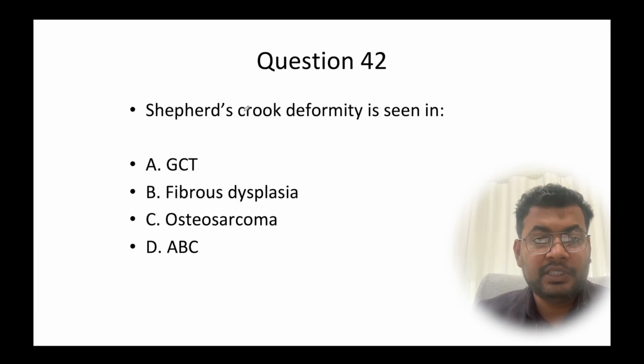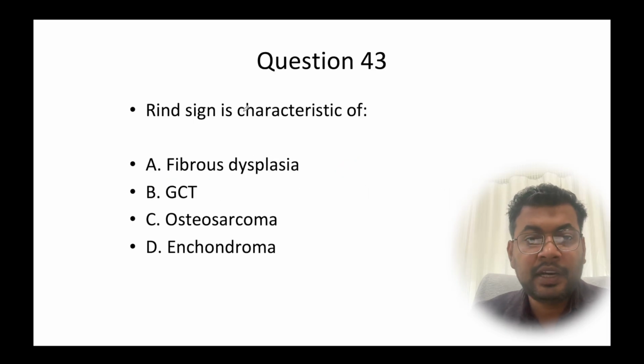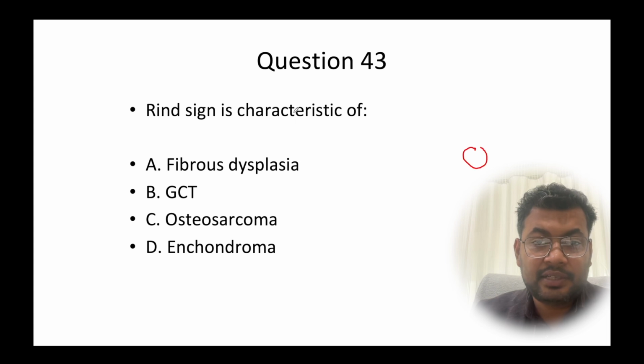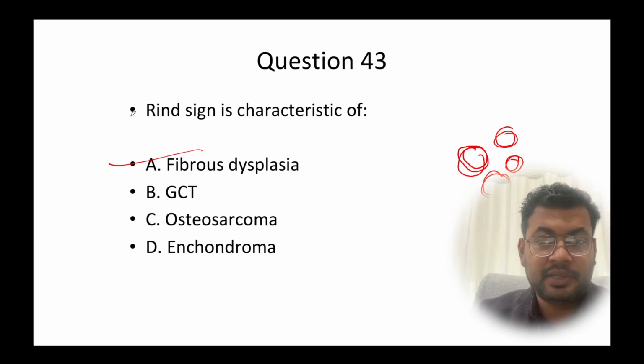Shepherd crook deformity is seen in. So the femur becomes like a shepherd crook. So the answer for this question is fibrous dysplasia. This is a characteristic deformity seen in fibrous dysplasia. Rind sign is a characteristic of. Again, rind sign is where the lytic lesion is surrounded by sclerotic rim, and there are multiple lytic lesions. So again, this is a characteristic sign of fibrous dysplasia.